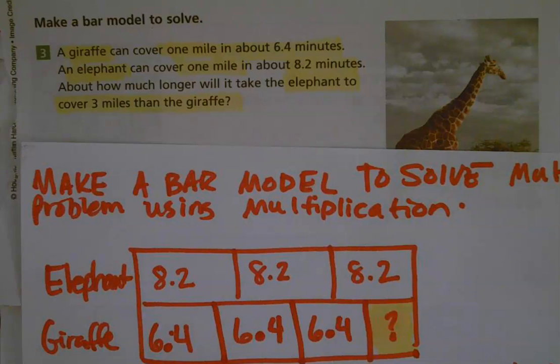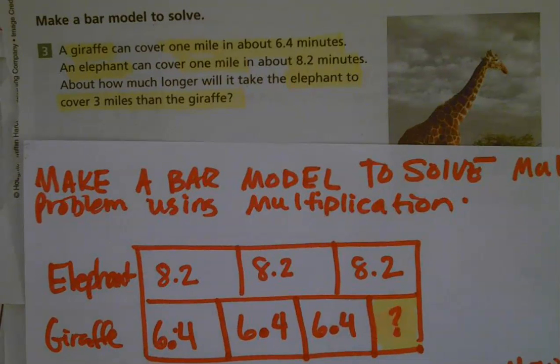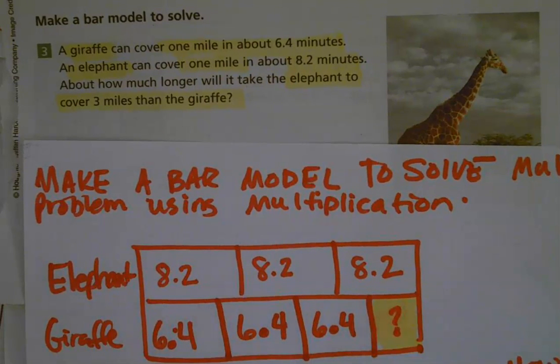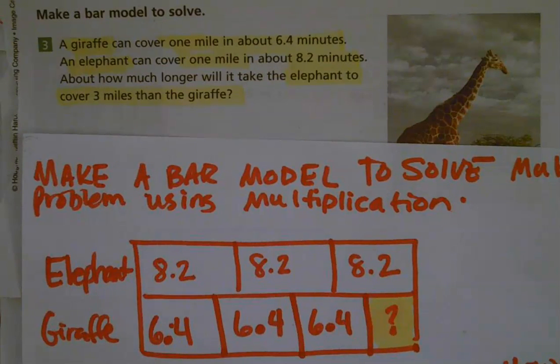Now the giraffe, he's a little faster. So I know that's going to be 6.4, another 6.4, and another 6.4. That's going to represent the 3 miles. And I know that's a little bit shorter amount of time than what it's going to take the elephant. And so this question wants to know, how much shorter is that time? It's going to take the elephant longer, and I want to find that difference.